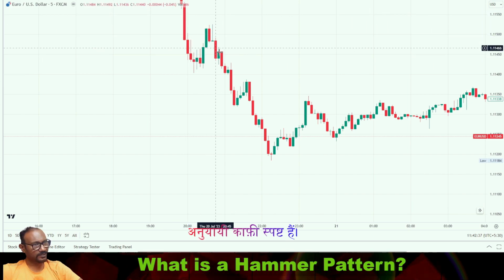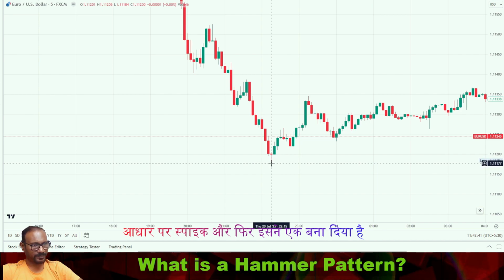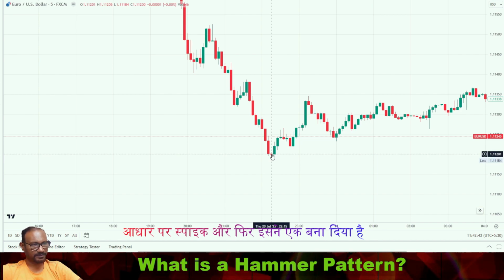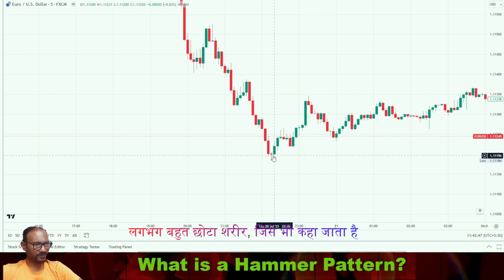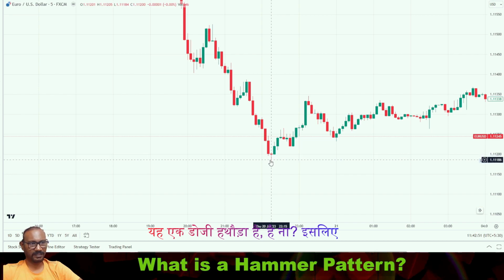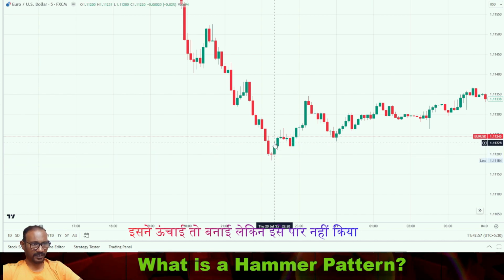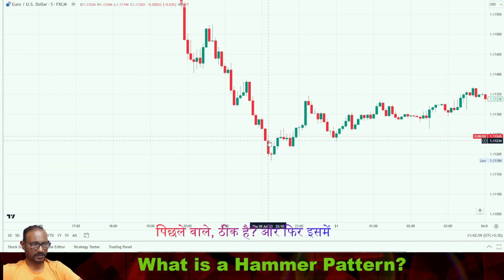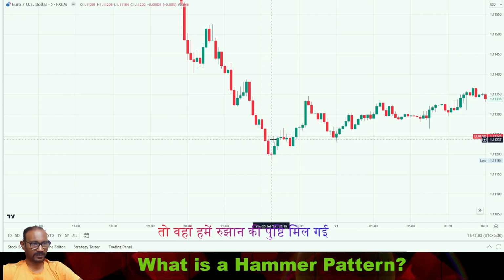The fall was pretty evident. It is a downtrend, and then there is a large spike at the base, and then it has made an almost too small body, which is also called a doji pattern. We will talk about it. It's a doji hammer, right? So from there, it made a high, but it did not cross the previous ones, right? And then in this candle, it broke. So there we got the confirmation.